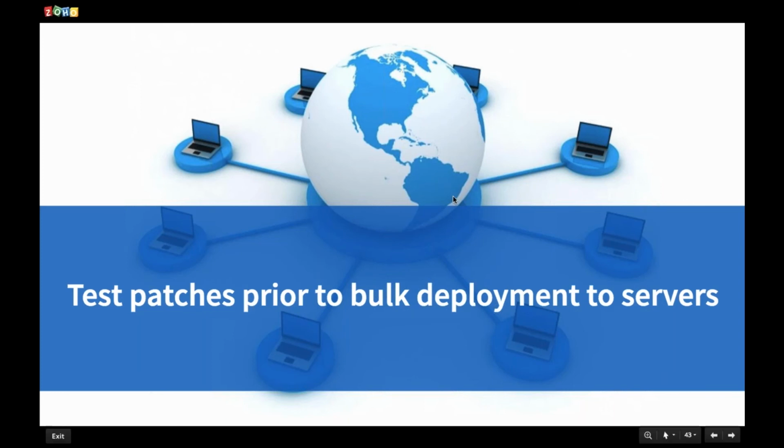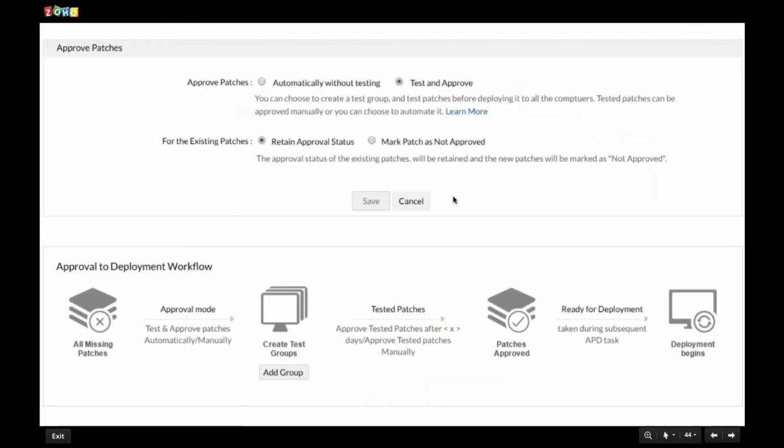So you can create test groups. And when you create test groups, it is recommended to create different groups with different OSs. So for example, I have a test group for Mac computers. It's always recommended to include all the versions of Mac so that you know the stability of the patch on different versions as well. This is going to make the task easier for you.